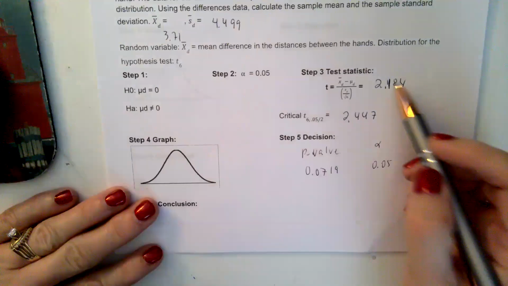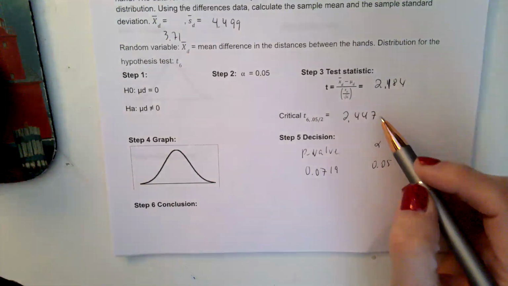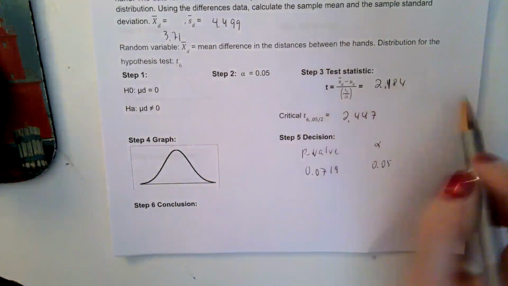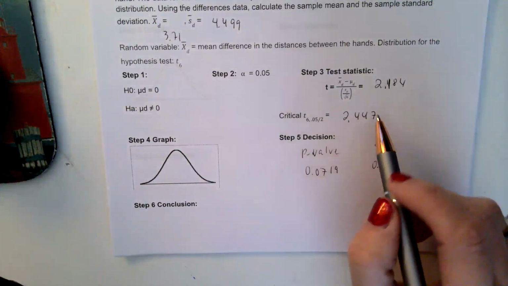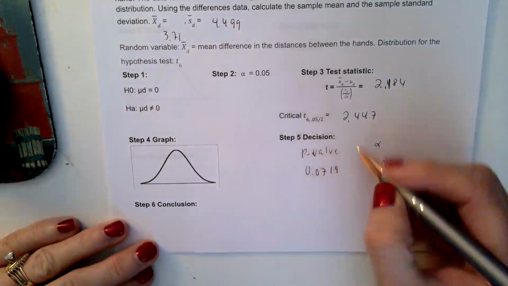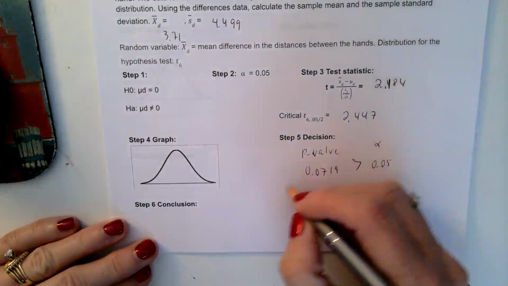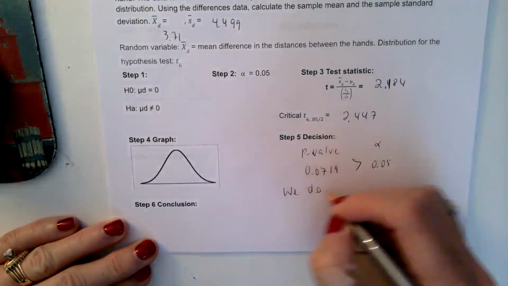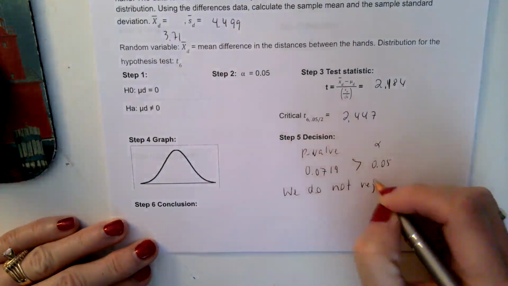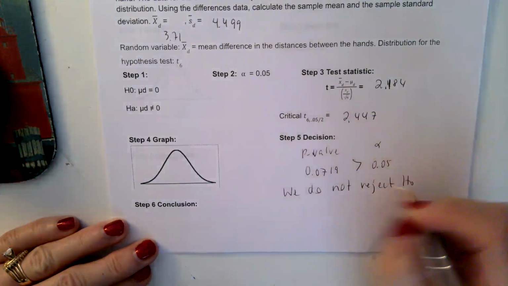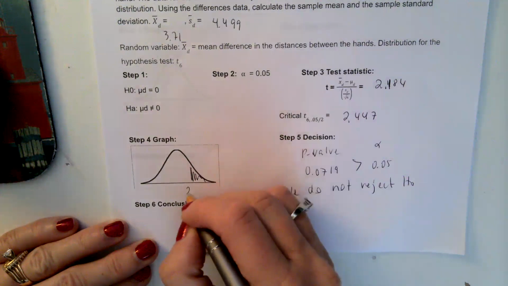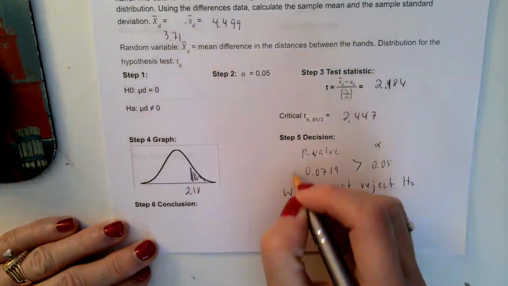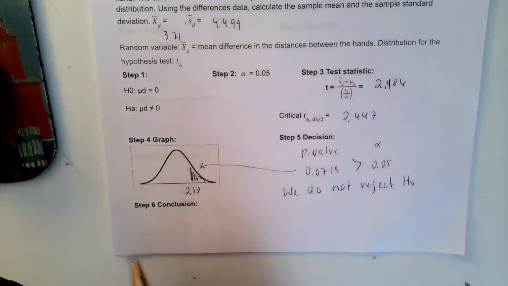So there's our test statistic. Here's our critical T value. Our test statistic is not further away than our critical T value, so that would say do not reject. And then our p-value is greater than our alpha, so that also indicates that we do not reject. And so that would be out here. The p-value is there.